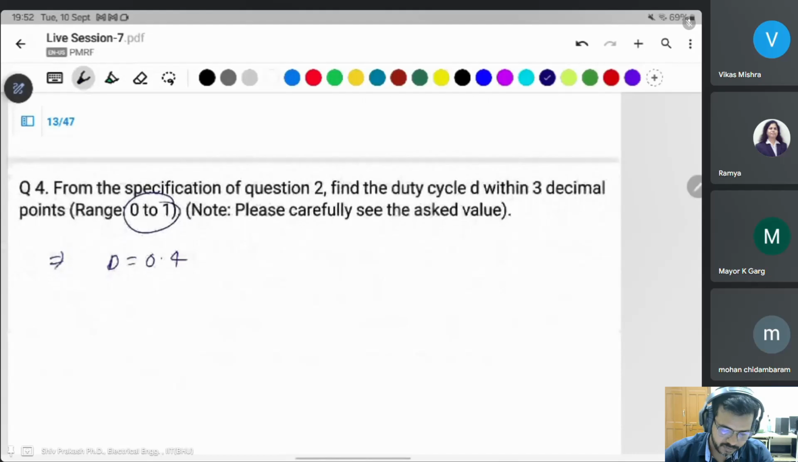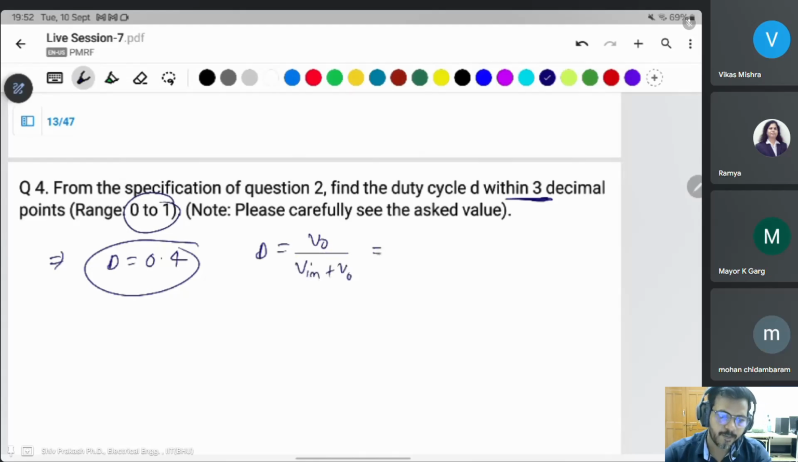Don't worry. The question asks for the duty cycle to 3 decimal places. Then use the duty cycle, which is V output divided by V input plus V output. The V output is 15 volt, and 15 divided by 15 plus 22.4 gives 0.401.